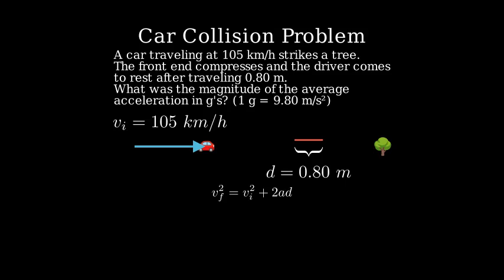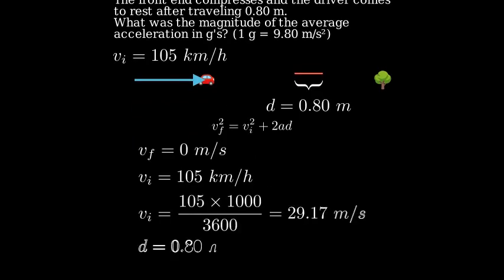Let's identify what we know. The final velocity is 0 meters per second since the driver comes to rest. The initial velocity is 105 kilometers per hour, which we need to convert to meters per second. To do this, we multiply by 1,000 meters per kilometer and divide by 3,600 seconds per hour, giving us 29.17 meters per second. And we know the distance is 0.80 meters.